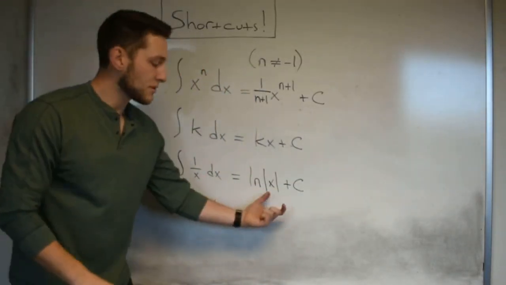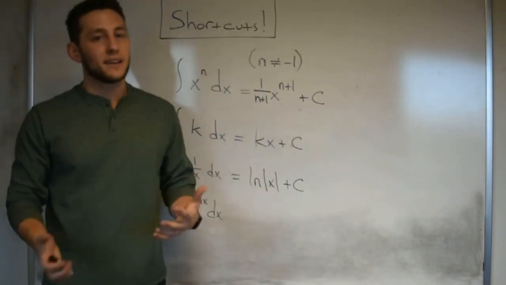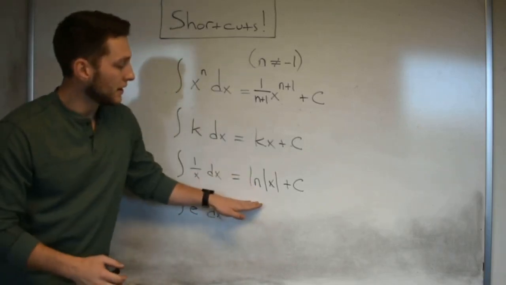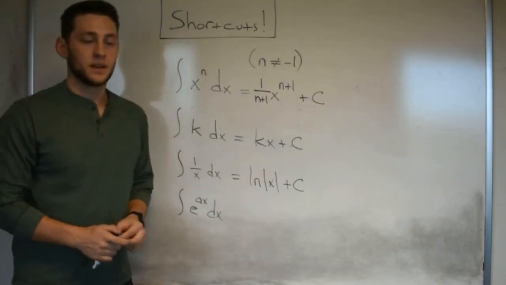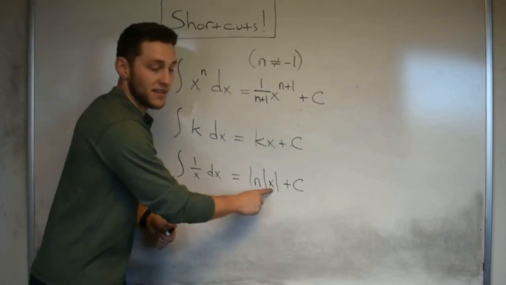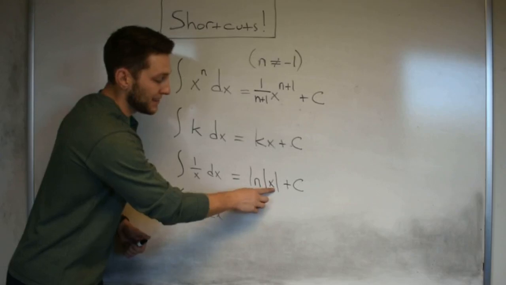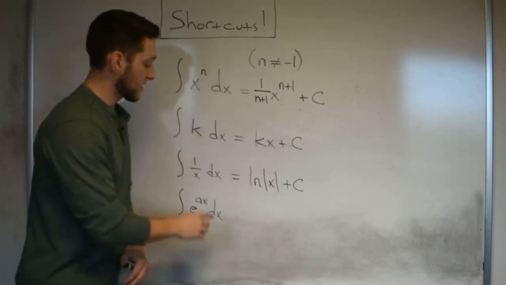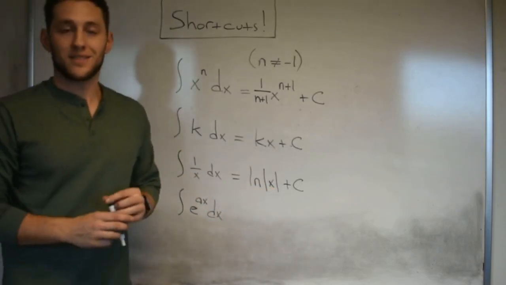Now we have to include the absolute value bars. That's just a little bit of math etiquette. So go ahead and throw that on there, and then remember the plus c. So remember when we derived the natural log, we ended up getting the derivative of the inside, or just 1, divided by the original inside, or just x. So that really did lead us to 1 over x.